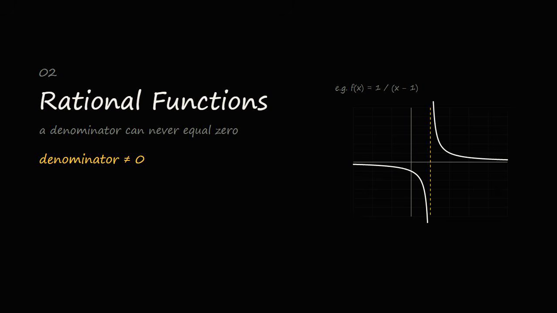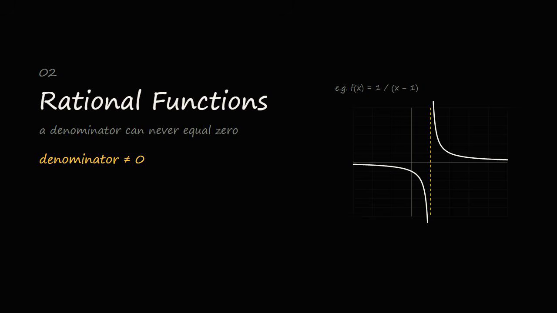Now let's move to a category where things actually can go wrong. Rational functions. A rational function is any function where x shows up in the denominator of a fraction, on the bottom. And here's the one rule you need to remember. In math, dividing by 0 is undefined. It's not that it equals some huge number or a strange number. The operation simply doesn't produce an answer at all.